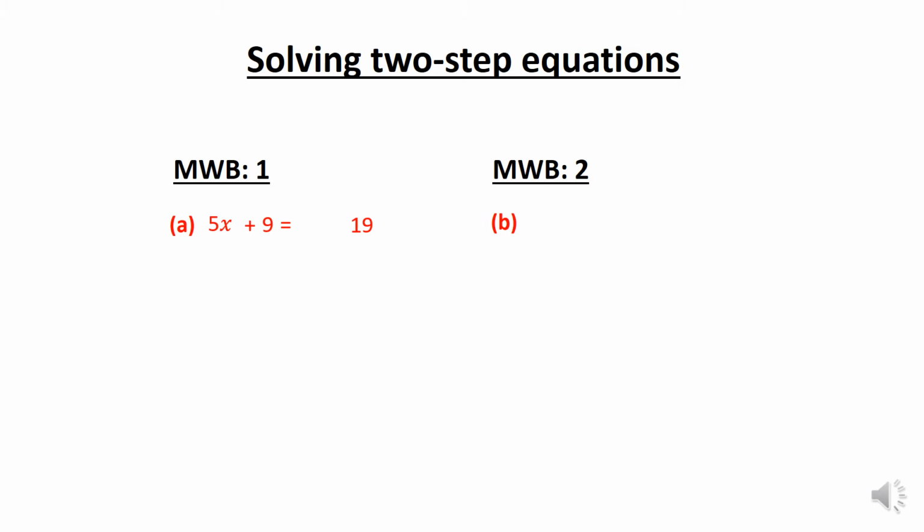Okay, hopefully everybody started by doing minus 9 from both sides, and then divide by 5 on both sides. x equals 2. Okay, next example: 7x minus 1 equals 6. Have a go at that question. Pause the video, and once you are ready, play it back on again.